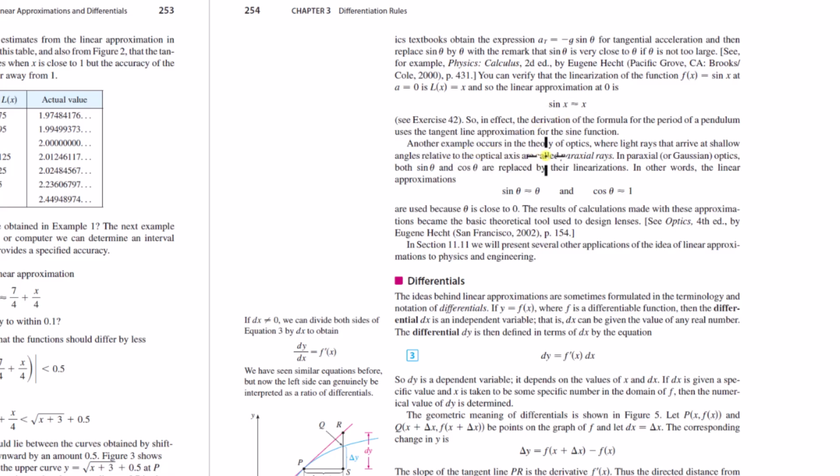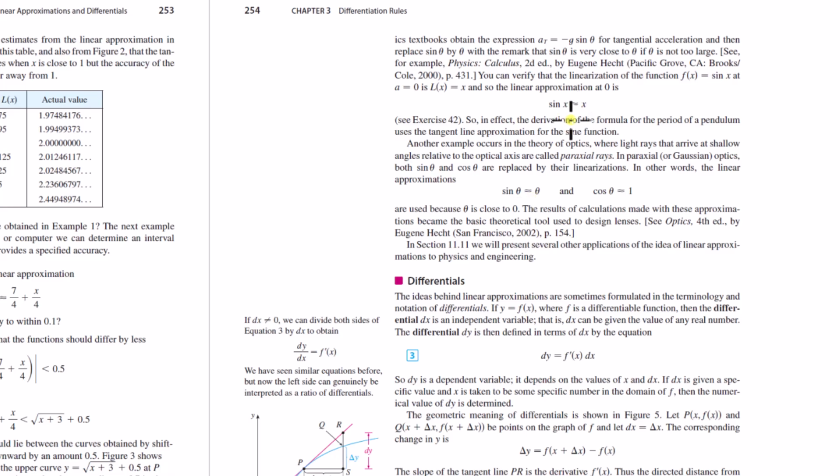Another example occurs in the theory of optics, where light rays that arrive at shallow angles relative to the optical axis are called paraxial rays. In paraxial optics, both sine of theta and cosine theta are replaced by their linearizations. So sine theta is equal to theta and cosine theta is equal to 1 are used because theta is close to 0. So they're linearized about 0.